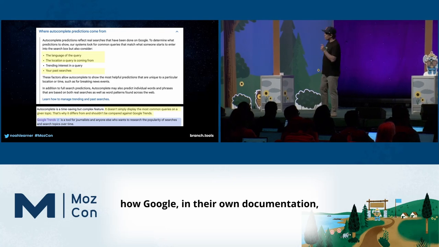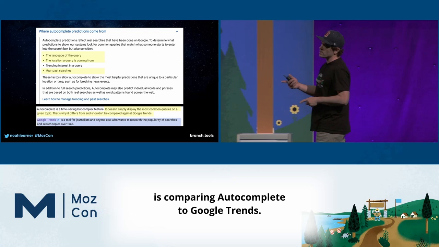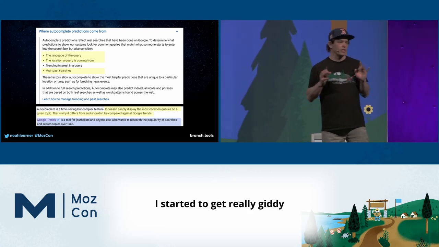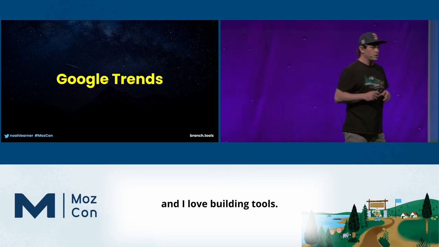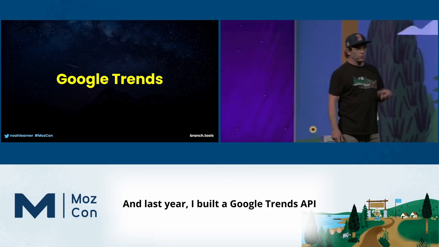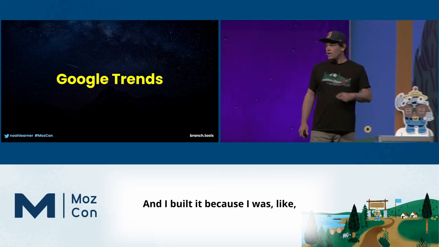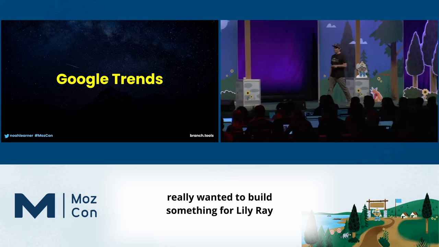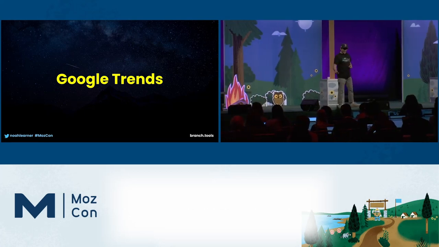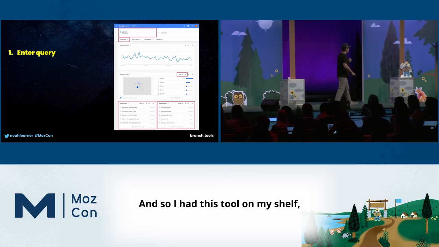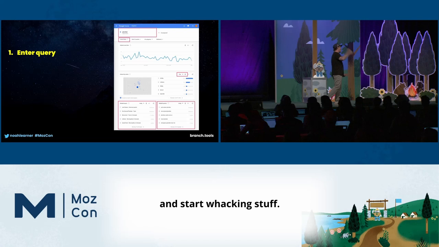And look at the bottom how Google, in their own documentation, is comparing autocomplete to Google Trends. And when I saw that, I started to get really giddy because I love Google Trends. And I love building tools. And last year, I built a Google Trends API so I could play with Google Trends data. I built it because I really wanted to build something for Lily Ray so that she could do stuff with news data. And so I had this tool on my shelf, sort of like a hammer that I was just waiting to grab and start whacking stuff.